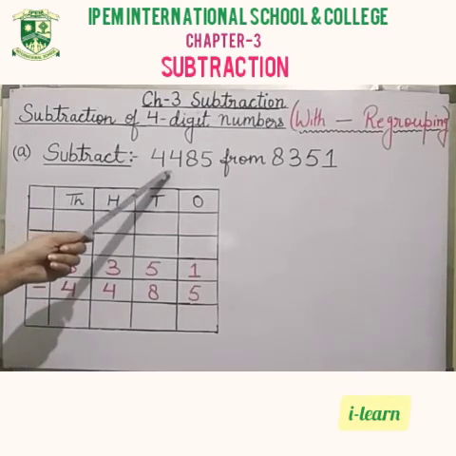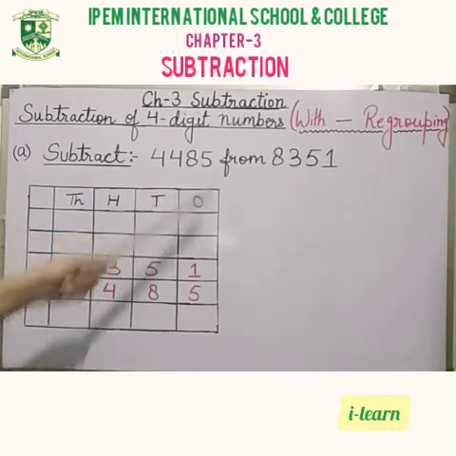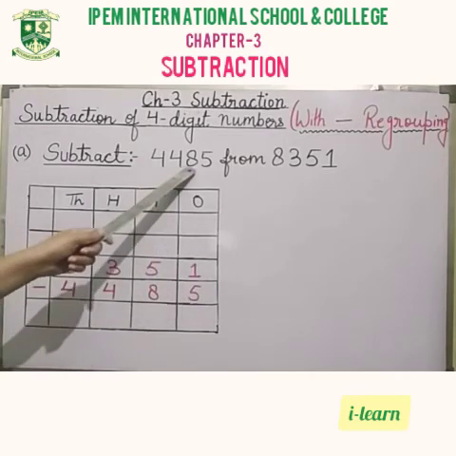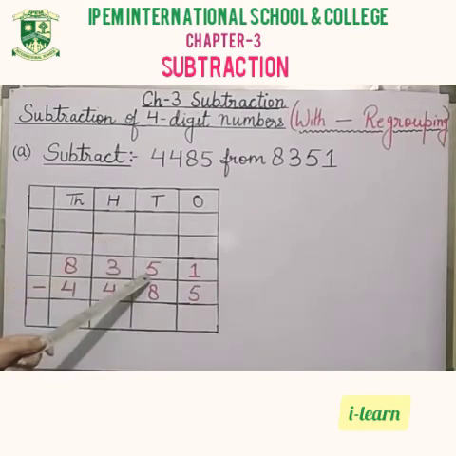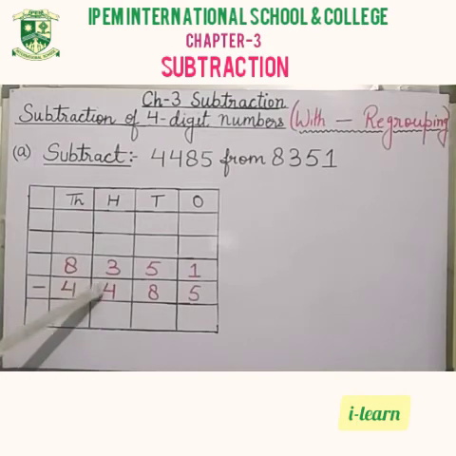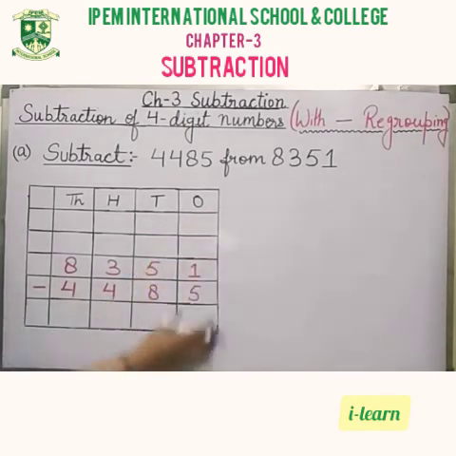Now write this number. This 5 is at ones place, so 5 will come under the column of ones below 1. 8 will come under tens column below 5. 4 will come under hundreds column below 3 and this 4 will come under thousands column below 8 and here we will put subtraction sign. Now we will start doing subtraction from ones column.